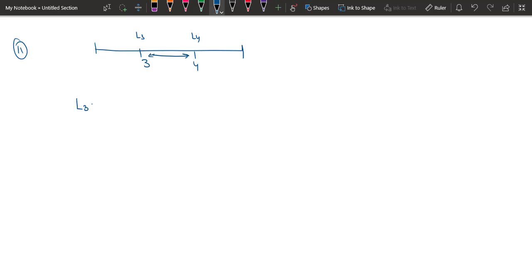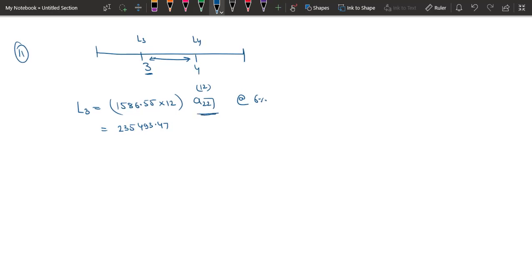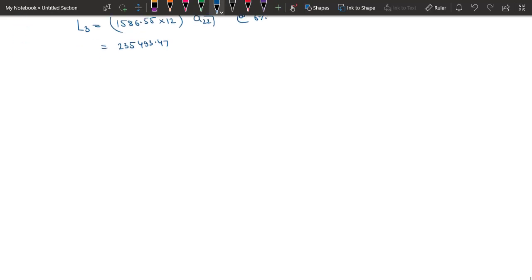So nothing new, we can calculate L3 as we already know the monthly amount, 1586.55 into 12. Remaining years after the third payment, after time 3, will be 22. And since payments are monthly, we can calculate this at 6%. So your L3 will come out to be 2,35,493.47. Again, to calculate this value a22 at 12, you first calculate the a22 and then multiply it with i upon i12.